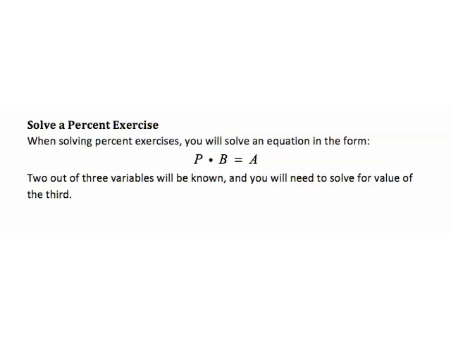Solve a percent exercise. When solving percent exercises, you will solve an equation in the form percent times base equals the amount. 2 out of the 3 variables will be known, and you will need to solve for the value of the third. You may have noticed in the examples and guided practice we just took a look at, when we translated a written statement into a percent equation, we always had 2 of these pieces of information, and 1 was unknown. In the next examples and guided practice, you're going to learn how to solve for that unknown.